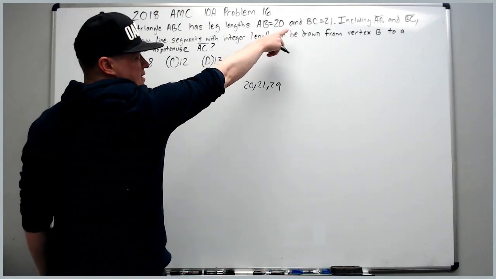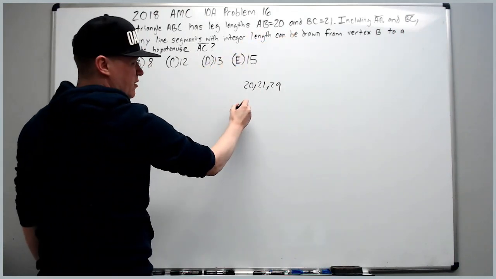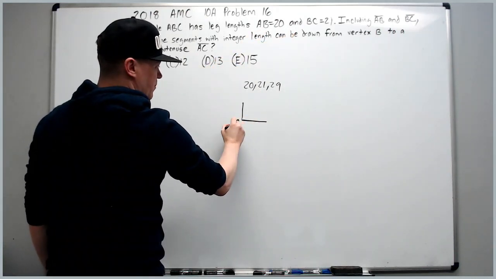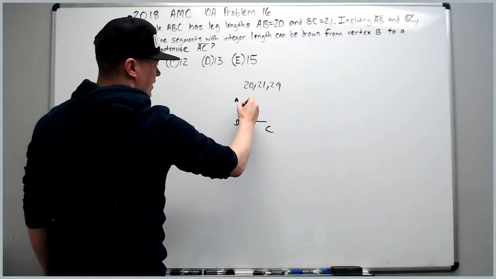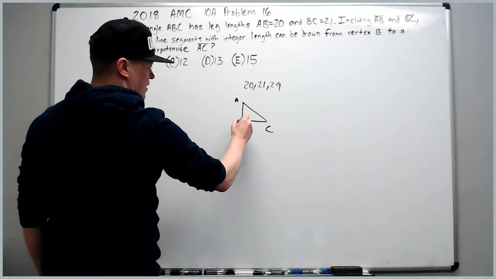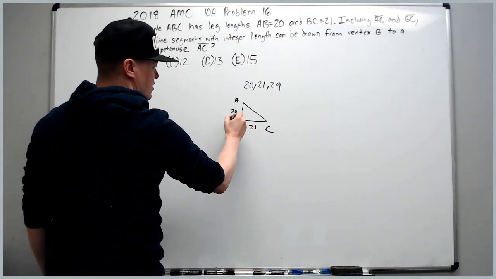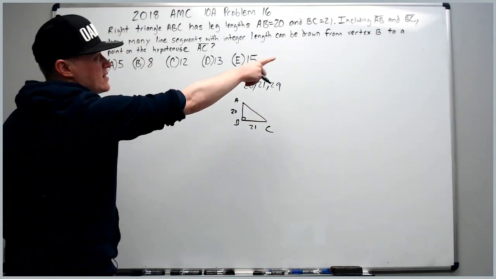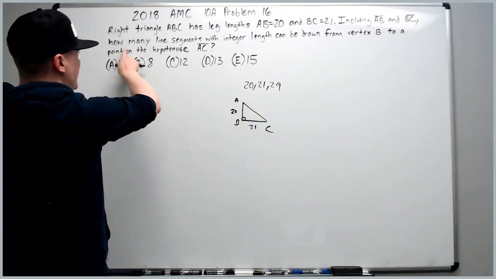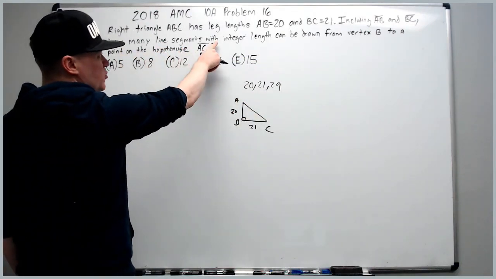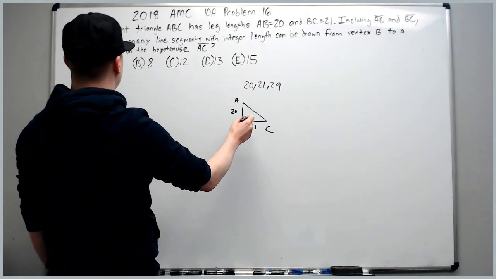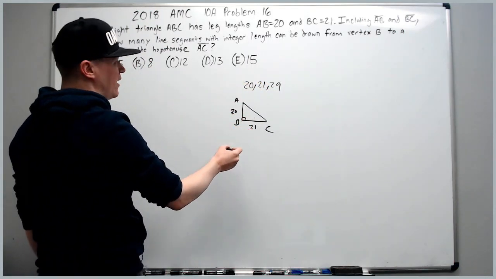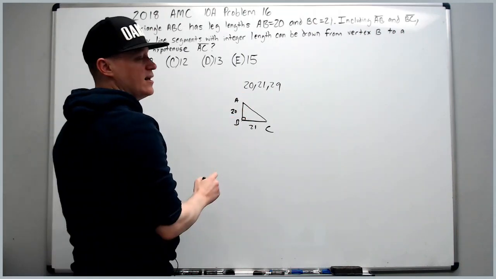Real quick, B is the 90-degree angle because it's part of both legs. So we'll put B here, A here, and C here. And we'll connect like this. So then this will be 20 and this will be 21. It says, including AB and BC, how many line segments with integer length can be drawn from vertex B to a point on the hypotenuse AC.